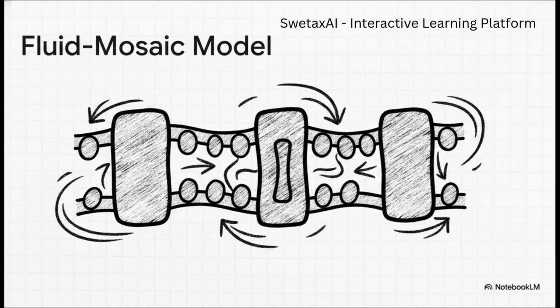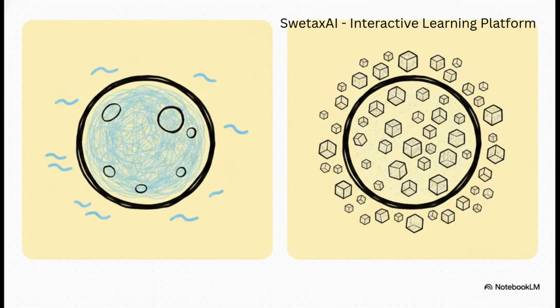But here's the kicker. It is not a rigid brick wall. It's actually fluid. The molecules are constantly swimming sideways, flipping and spinning around. And floating inside this shifting sea of fats are proteins. They look like tiles in a mosaic, and they act as these highly selective gatekeepers, deciding exactly what is allowed in or out. So why does having a fluid, highly selective gatekeeper matter so much?